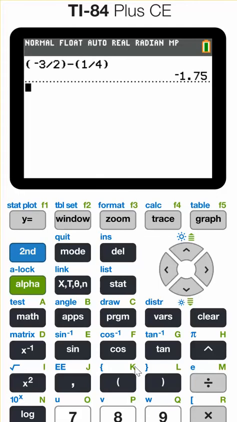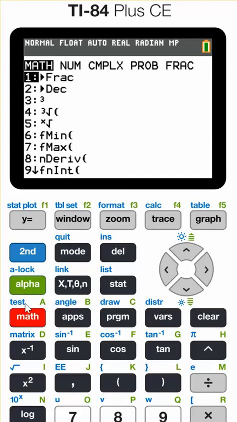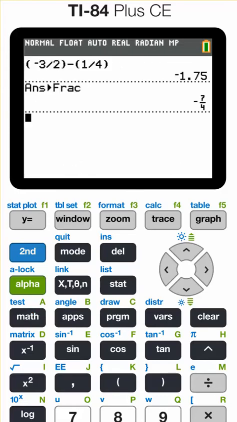Now that's -1 3/4, but normally we would simplify it as an improper fraction. If you hit math and just hit enter because it's on the fraction feature there, and you got to hit it twice, it'll simplify the fraction for you. Let's do one more calculation.